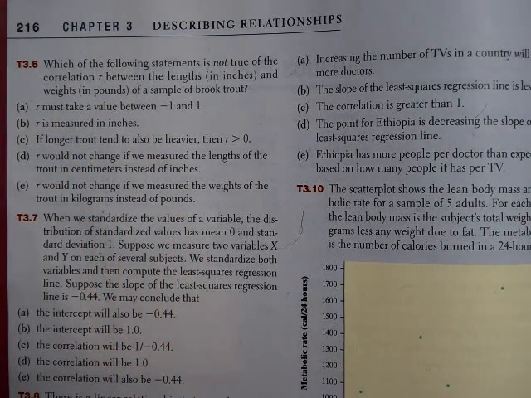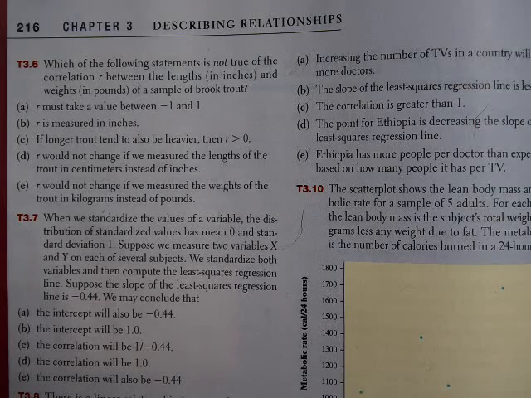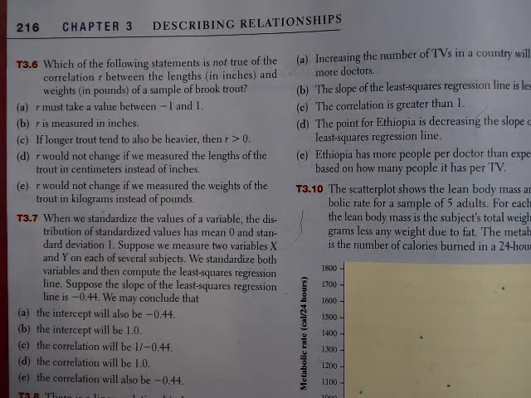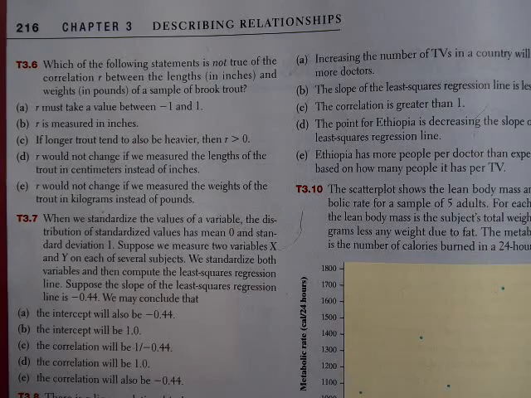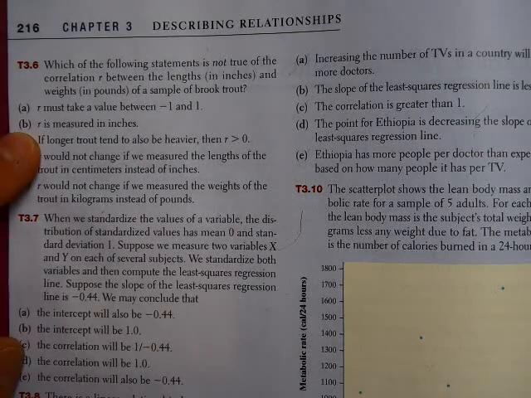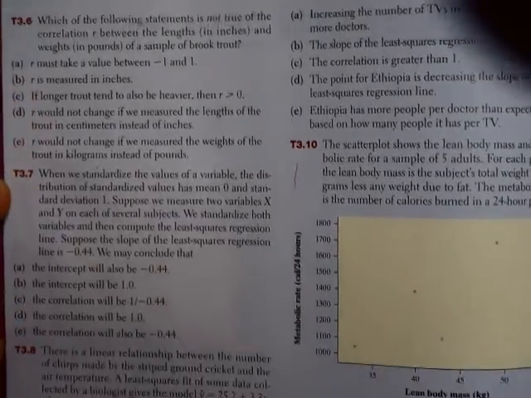R is correlation. It's simply how spread out the data is. It is unitless. Standard deviation has units, but R is unitless. So B is the correct answer here for that one.